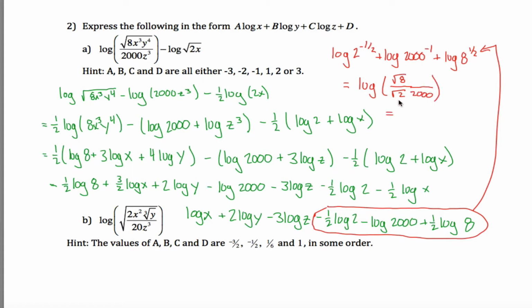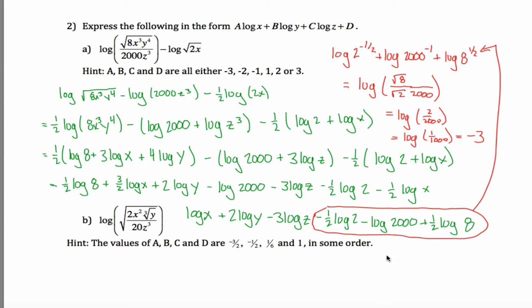Root 8 over root 2 is root 4. And root 4 is just 2. So this is the log of 2 over 2,000. And 2 over 2,000, same as 1 over 1,000. And log of 1 over 1,000 is asking you what power does 10 need to be raised to make it 1 over 1,000. Well, negative 3 will do the trick. So this whole thing's equal to negative 3.